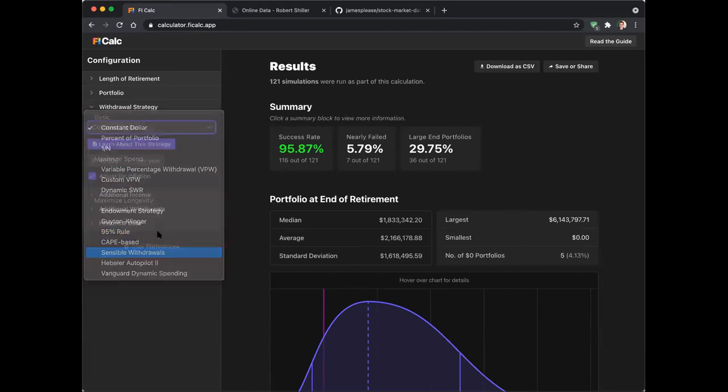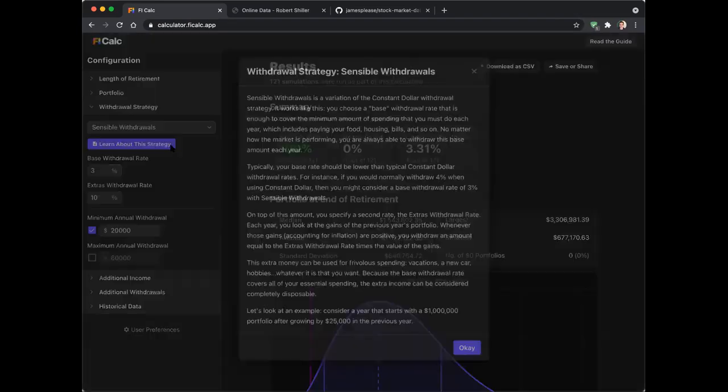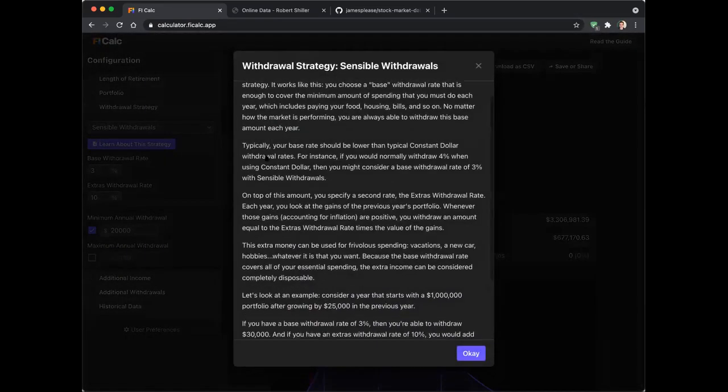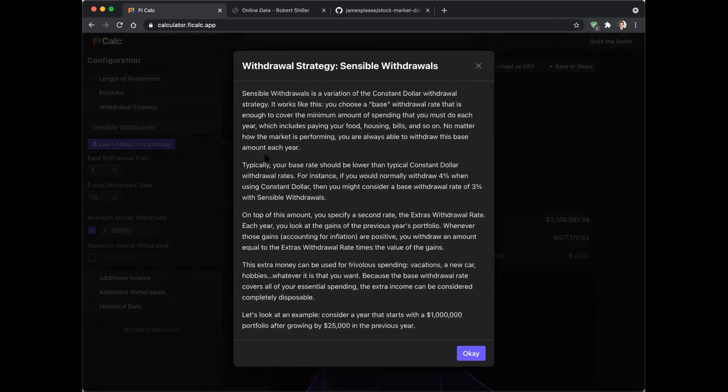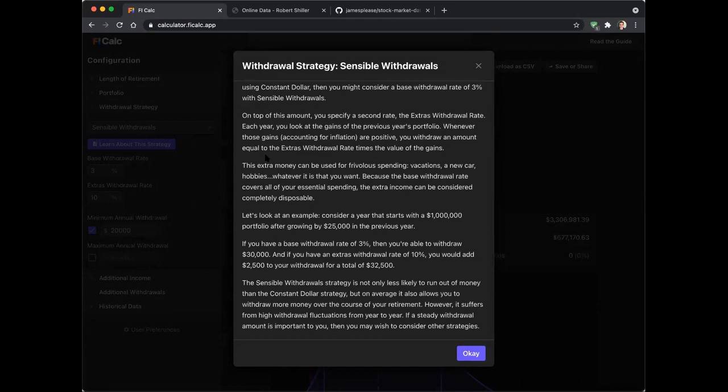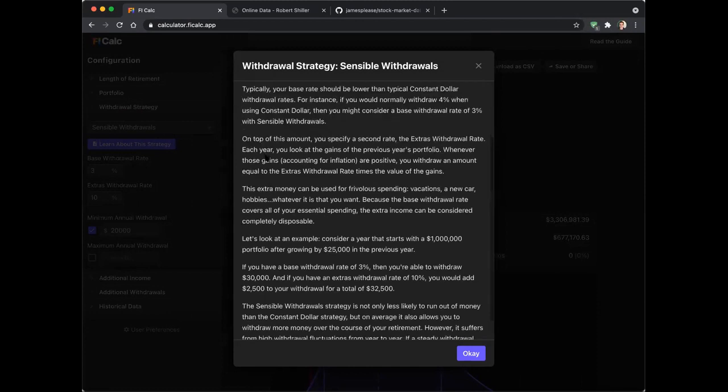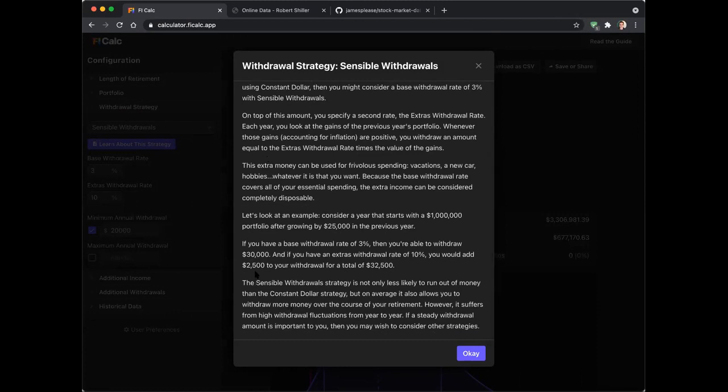So maybe sensible withdrawals, maybe that's something you haven't heard of. Well, for each one, there is a button that says learn about this strategy. If you click it, there's a little bit of information describing who came up with the strategy, what the goal of the strategy is, some of the math behind it, the equation that it uses, and also some examples. Then in the last paragraph, I tried to compare it to a strategy that you might understand, and mention some downfalls. For instance, sensible withdrawals suffers from high withdrawal fluctuations from year to year. So if a steady withdrawal amount, like what you might get with constant dollars, is important to you, then you might want to consider other strategies.